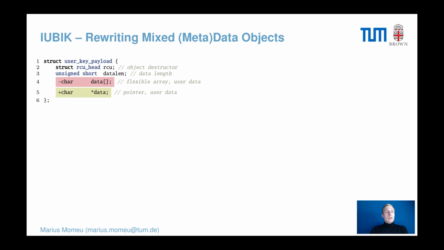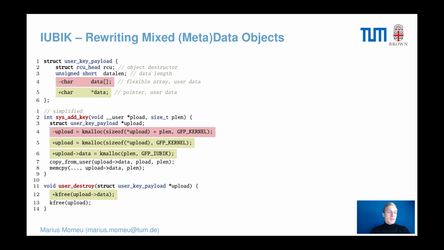Now, as we've seen earlier, some kernel objects mix user data with security critical metadata. So if we just allocated them in DOM-U, they could be targeted by the same type confusion scenarios presented earlier, which would allow attackers to corrupt these security critical fields. That's why in UBK, we rewrite such objects to decouple user-controlled fields from security critical ones. And in the case of user key payload, we first convert the flexible array into a pointer, and we adjust the add key syscall to use the new object layout.